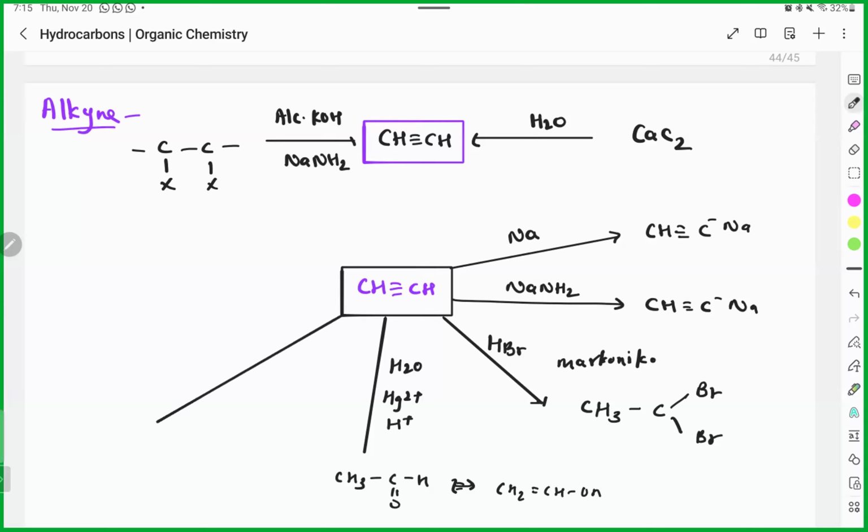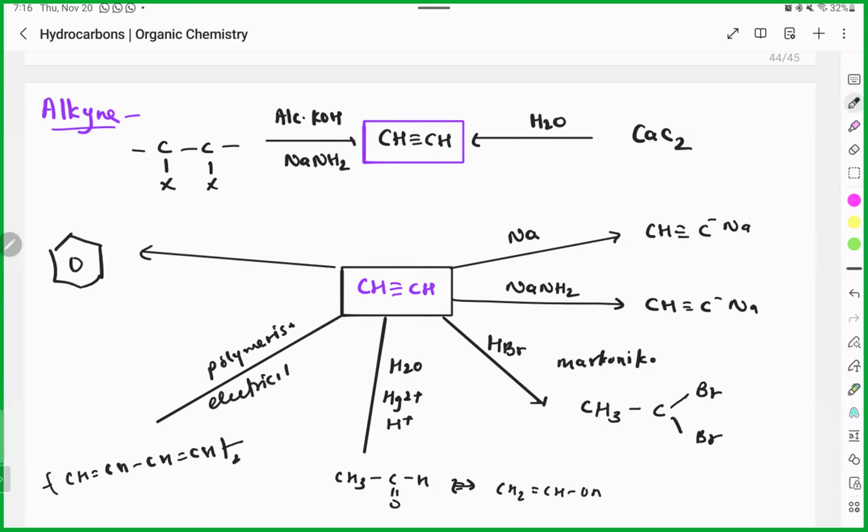Polymerization. If you do polymerization, then there are different methods. This is a conductor of electricity, and you can form CH double bond CH, single bond CH, double bond CH, like this. And last, aromatization, formation of a benzene ring in the presence of a red hot iron tube at very high temperature, 873 Kelvin. This is what we did today.